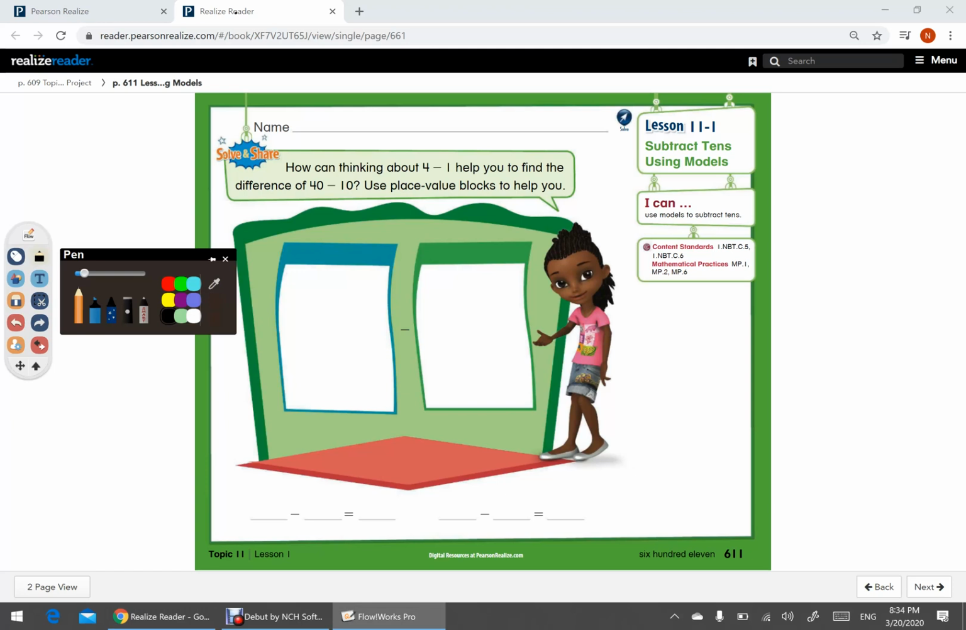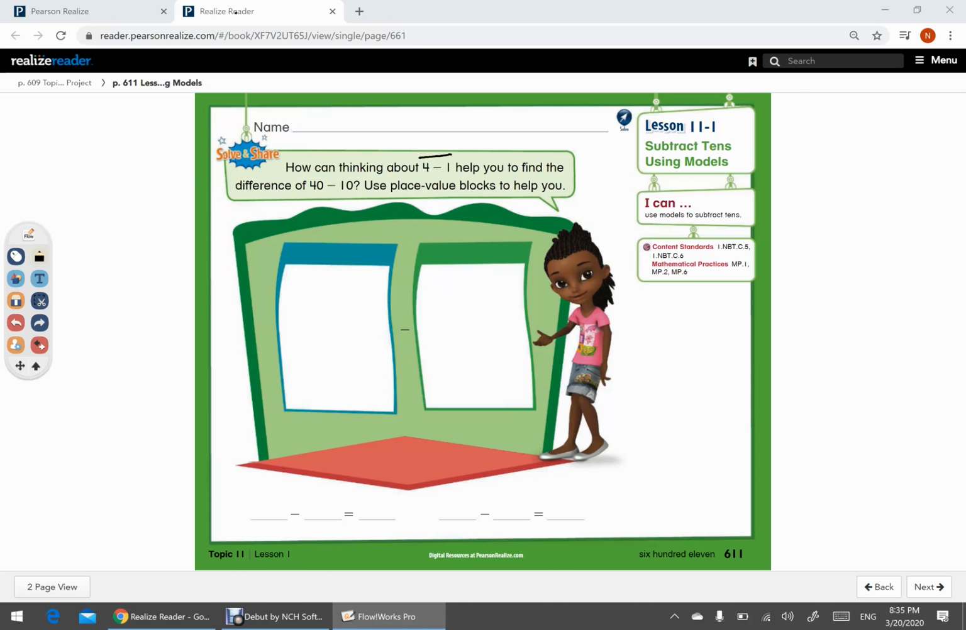Now, here. Solve and share. How can thinking about 4 minus 1 help you find the difference of 40 minus 10? Use place value blocks to help you. We just learned in our previous example how to add ones and tens. So here they say 4 minus 1.